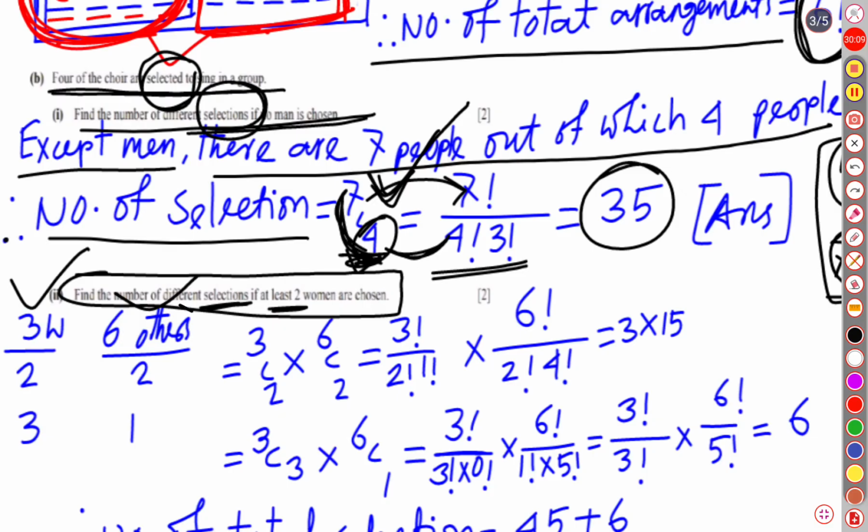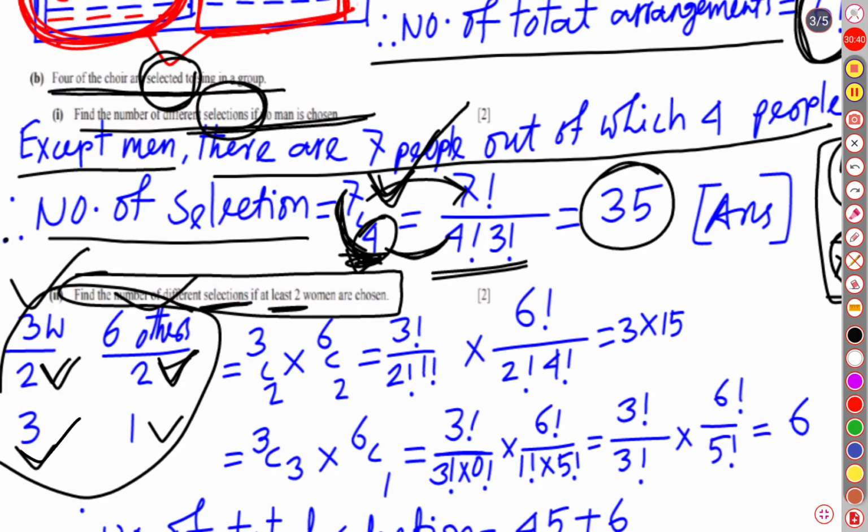First of all, we will have to make a scenario. Look at this. This is our scenario. There are three women. Out of three, we can take two. If we take 2, then we can take 2 more because in total we require 4. If we choose 3 women, then we can take 1 either child or man. So there are two cases. In the first case we choose two women, then two from others. In the second case we choose three women, then one from others.